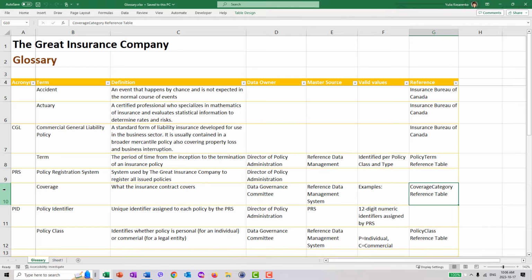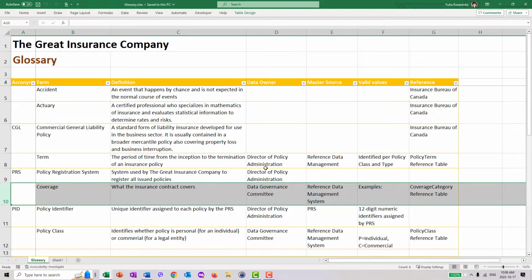What else I indicated here is that the data owner for coverage may be a data governance committee. It may be one of those very important business reference data that needs to be governed, because you want this to be very consistent, and there might be so many other processes and pieces of data that depend on the coverage and may be different depending on what coverage is in place, that I want to make sure that I govern this, and any changes to coverages are made in a very formalized and organized way, and this is where the data governance committee may come in.